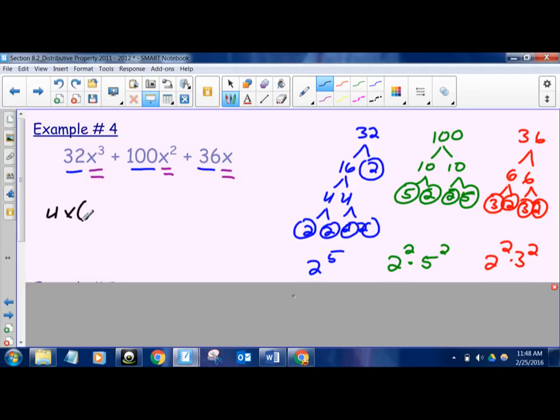Now I divide it out. So I've got 32 divided by 4. That's just 8. X to the 3rd divided by x, that's going to be x to the 2nd power. All right? Plus 100 divided by 4 is 25. X to the 2nd, and I pull out x to the 1st, I'm left with just x. 36 divided by 4 is just 9. And I had 1x, I pull out the 1x, I'm left with no more x's. And there's my final answer.